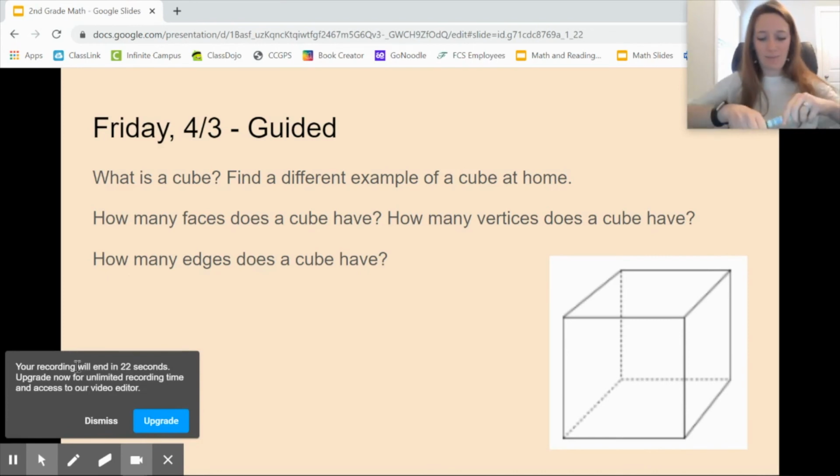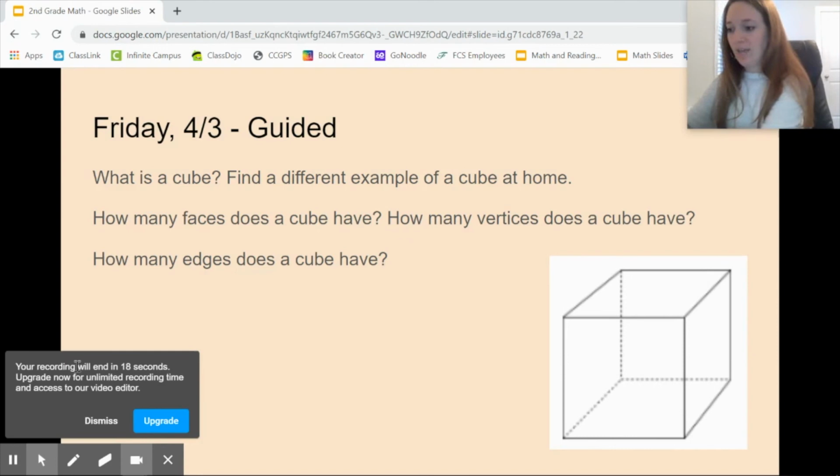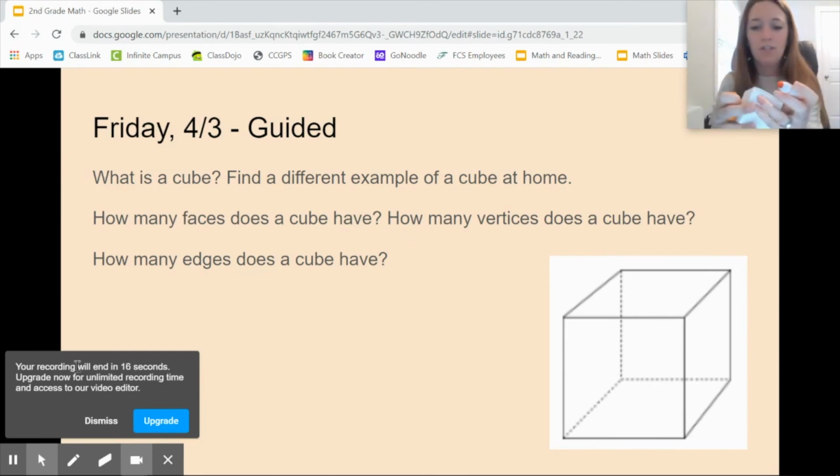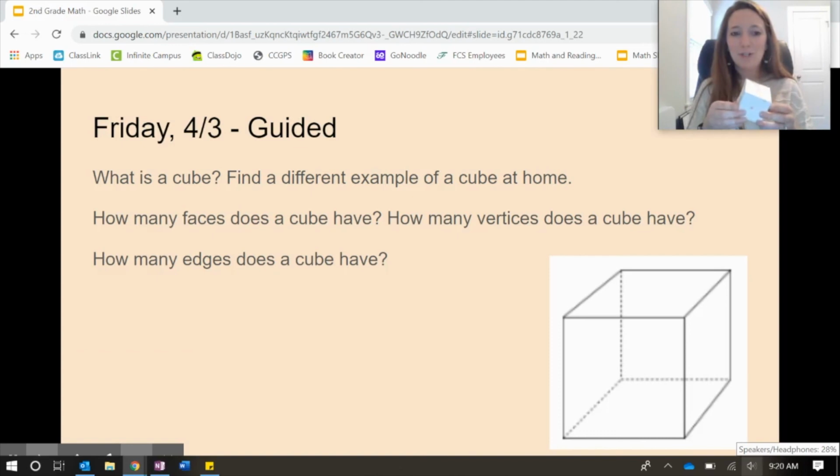Now let's see how many vertices it has. All right, so I'm going to count the points or the corners. 1, 2, 3, 4, 5, 6, 7, 8. 8 vertices. Awesome. So it has 8 vertices and 12 edges.